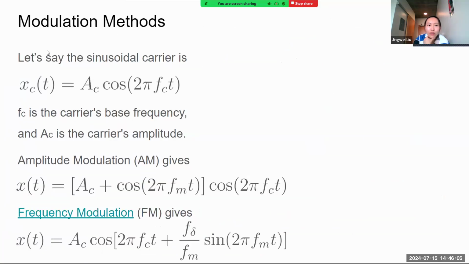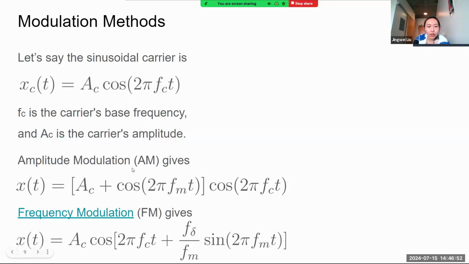So these are the modulation methods. There are actually not just two modulation methods. There are many, but the most well-known and most used are AM and FM, which is amplitude modulation and frequency modulation. So let's see, the sinusoidal carrier is of this form. FC is the frequency of the carrier wave, and let's say the carrier is a cosine wave. FC is the carrier's base frequency, and AC is the carrier's amplitude. So amplitude, frequency, and this is just a sinusoidal cosine wave, the carrier signal.